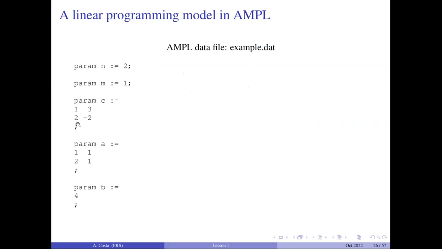Parameter C, the way to define the parameters having like a vector is this. You say the C1 is equal to 3, C2 is equal to -2. So this is the syntax to be used in the data file. Parameter A, A1 is equal to 1, A2 equal to 2, and B is equal to 4.